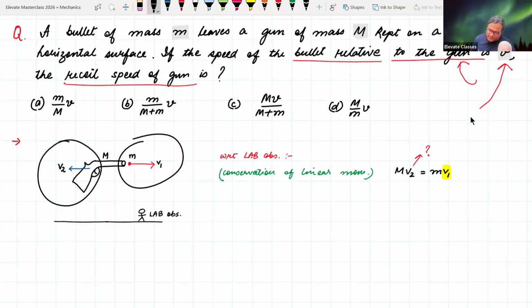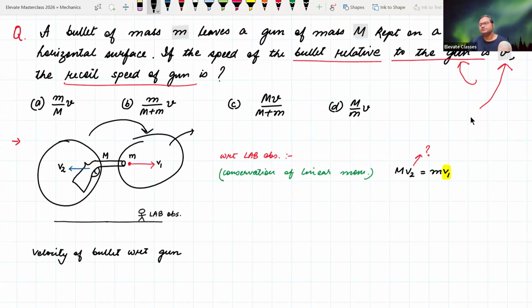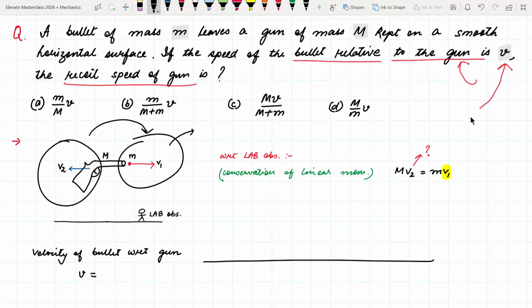So what will we do? For that I have to do another calculation. So the velocity of the bullet with respect to the gun, think carefully. The velocity of the bullet with respect to the lab observer is V1. But the velocity of the bullet with respect to the gun, which is also moving at a velocity V2 in the backward direction, is how much? V1 plus V2. Let me compare this with something very obvious.